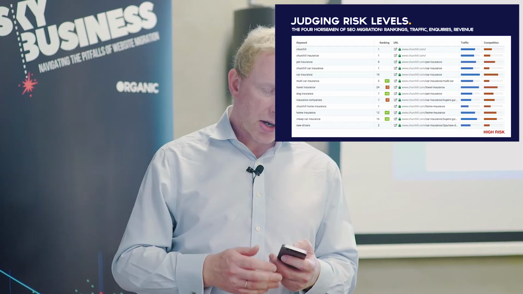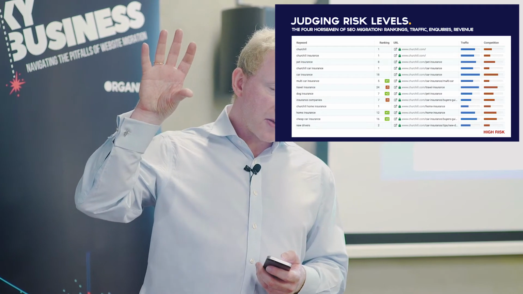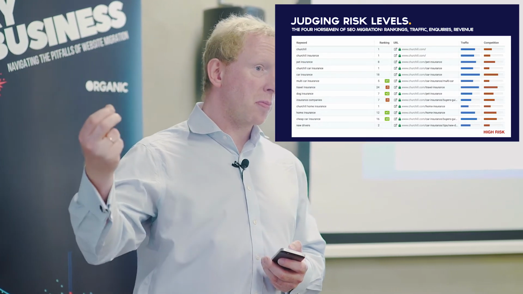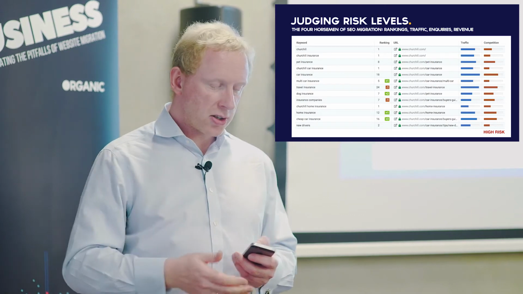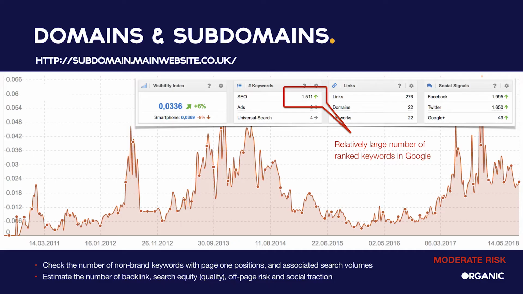So that's a really high risk site where the site is dependent on a lot of non-brand, highly competitive keywords to generate revenue. So here we've got a slide specced out on moderate risk. Now what we've taken as an example here is a subdomain, because many sites will have a considerable number of subdomains and they rarely get consideration within a migration process.